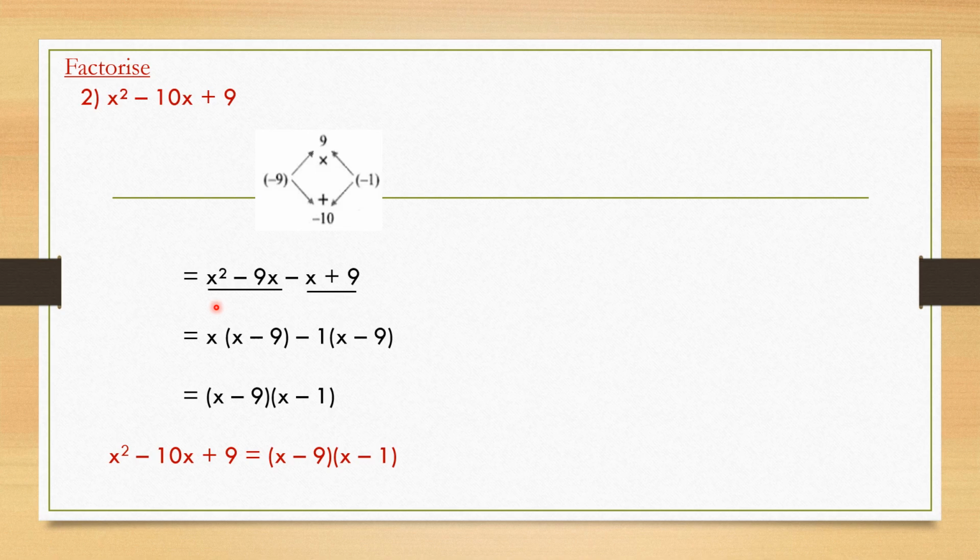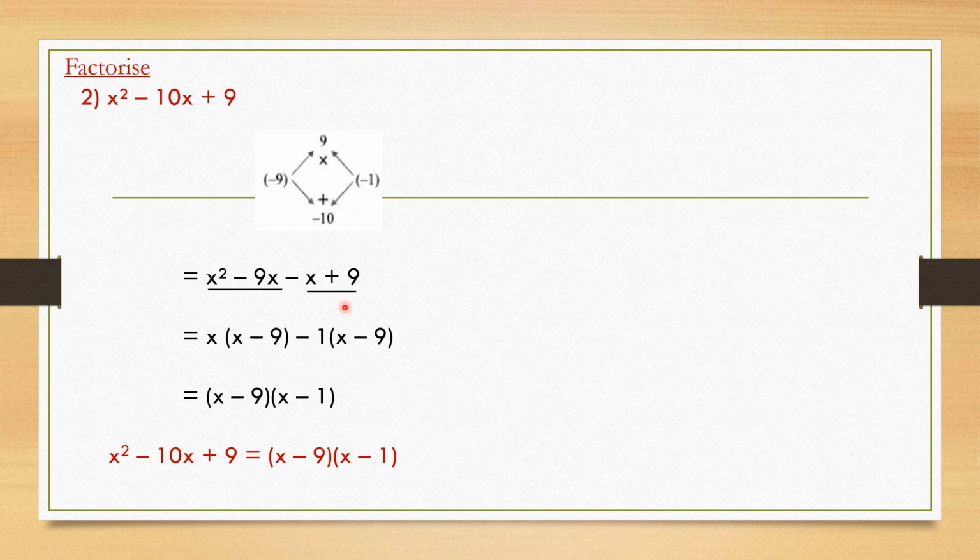After that, we pair it. So the first two terms are paired and then the last two terms are paired. In the first pair, x is common. So you take x outside, and inside the bracket, you'll be left with x minus 9. Now, in the second pair, if you see, there is nothing common.